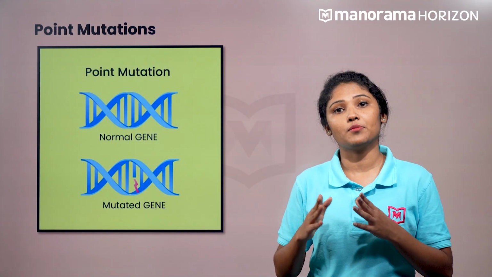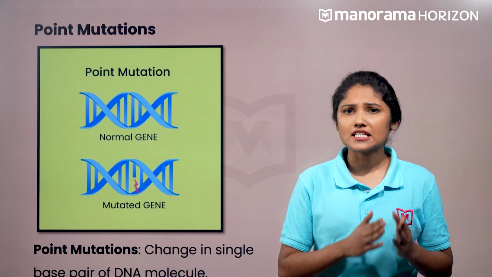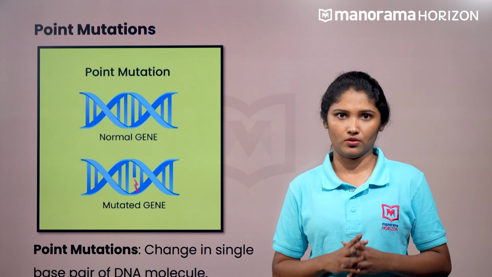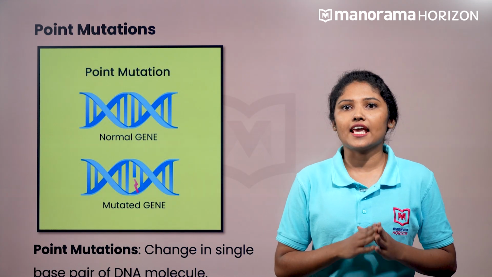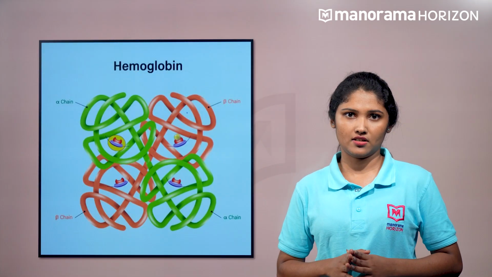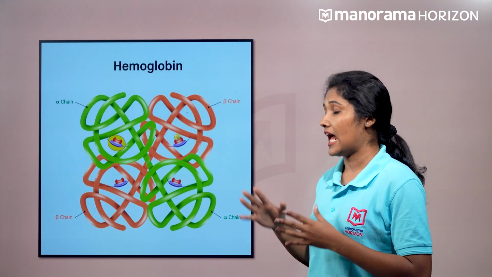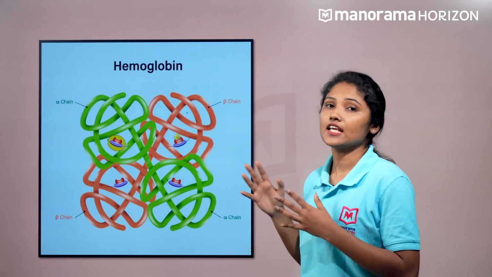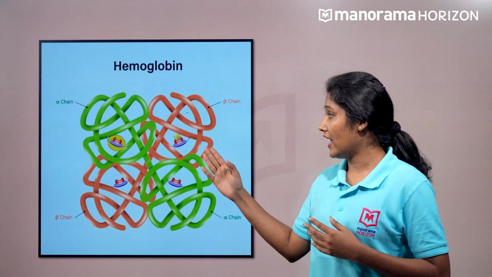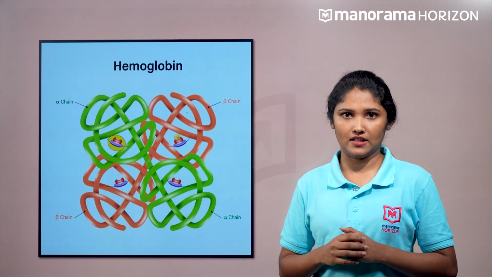Let's discuss the other category of mutations, which is point mutations. Point mutations are the mutations caused by a change in a single base pair of a DNA molecule. Let's take the example of a disease caused by point mutation. Red blood cells have a protein which is called hemoglobin. Hemoglobin proteins have alpha and beta chains respectively.